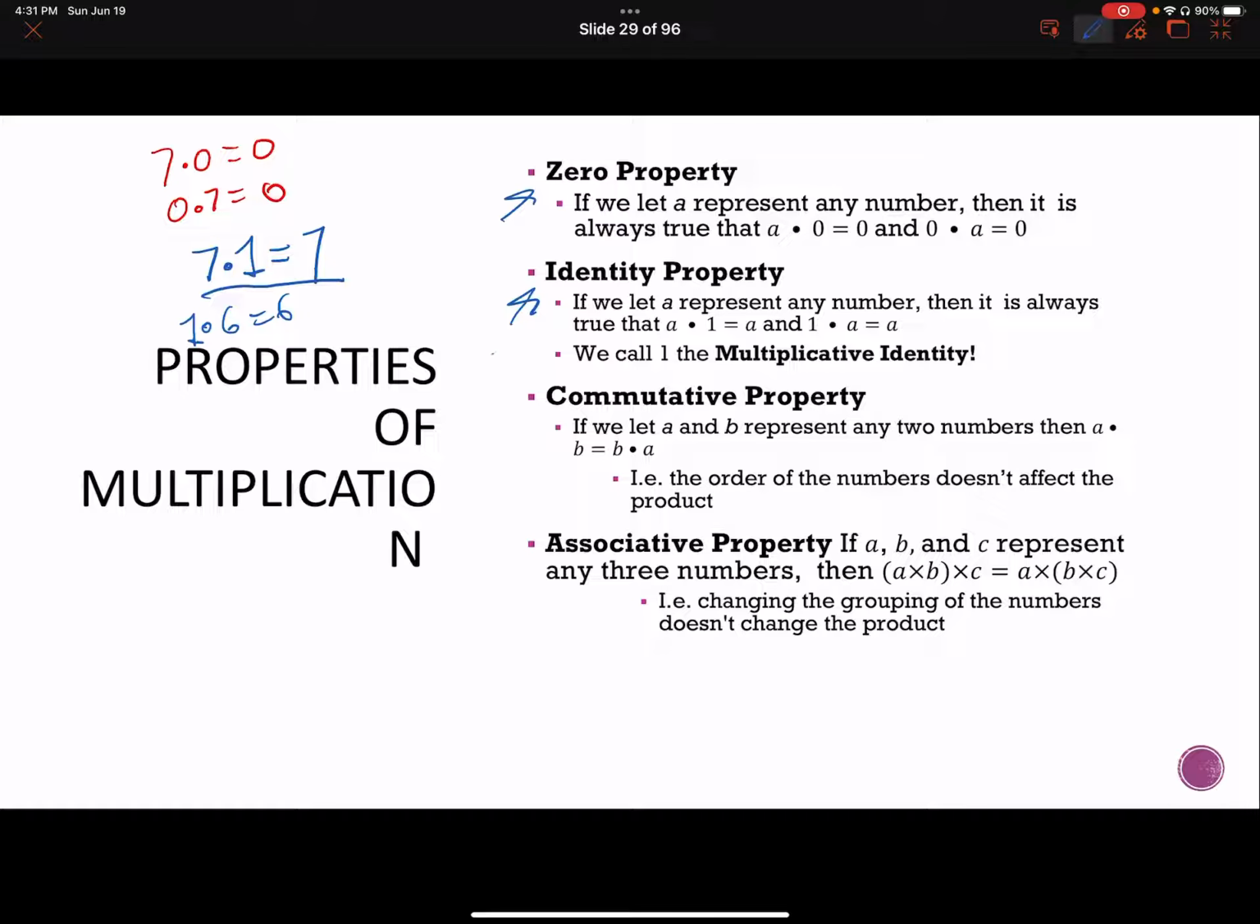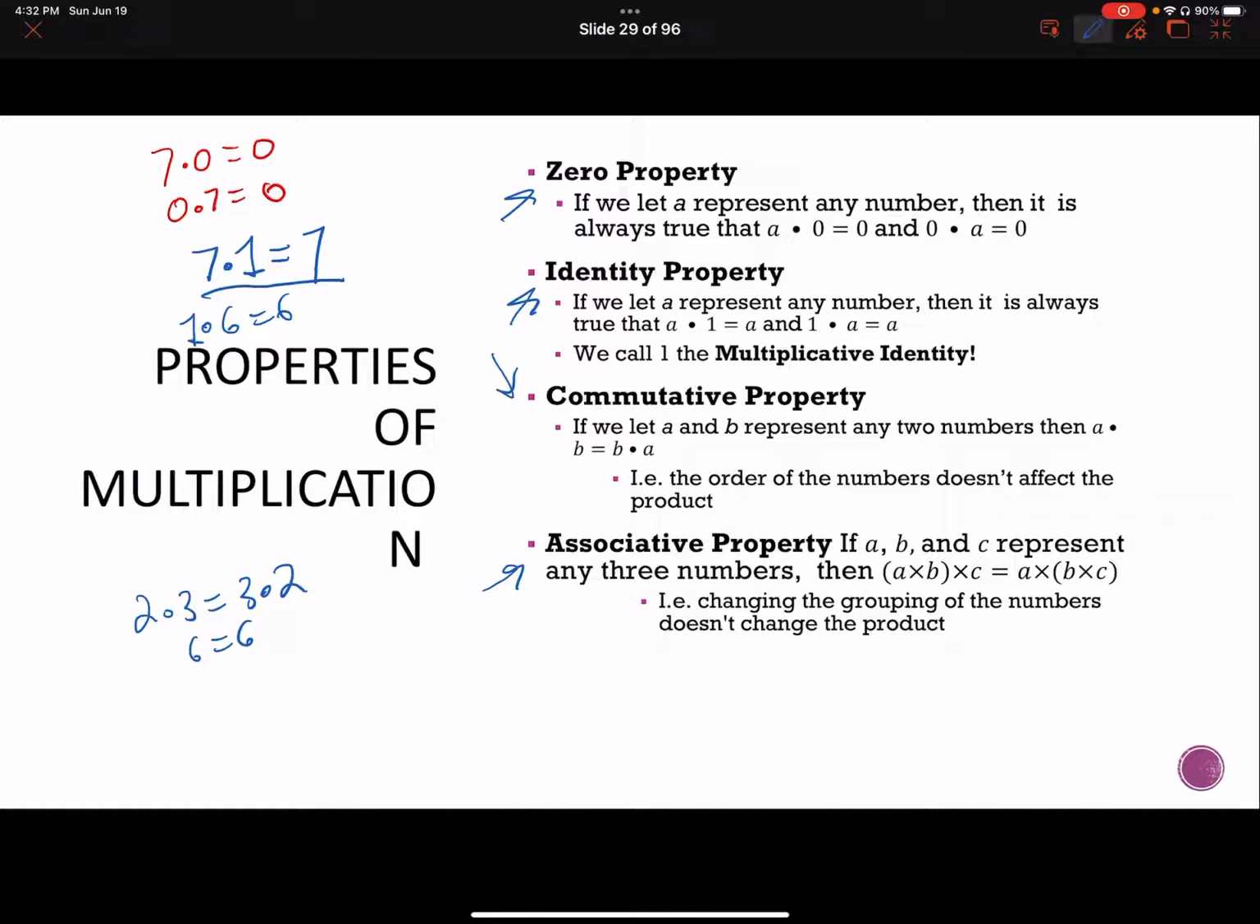Next, we have our commutative property. If we let a and b represent any two numbers, then a times b equals b times a. Just like addition is commutative, so is multiplication, which is pretty nice. If I have 2 times 3, that's the same as 3 times 2. Both sides are going to give me 6.